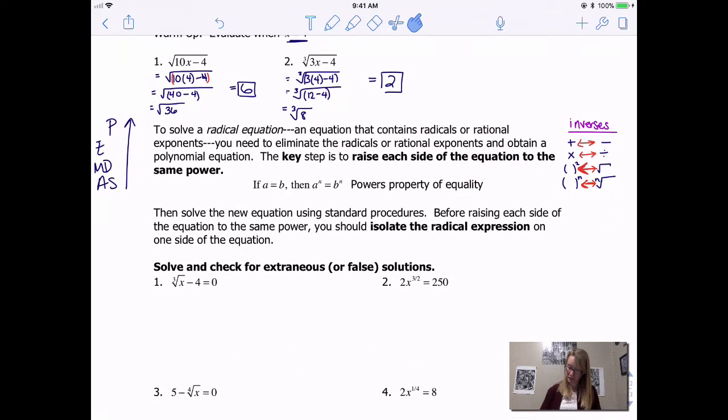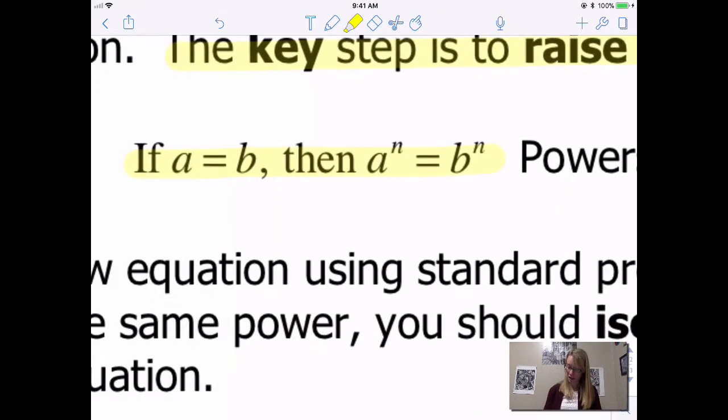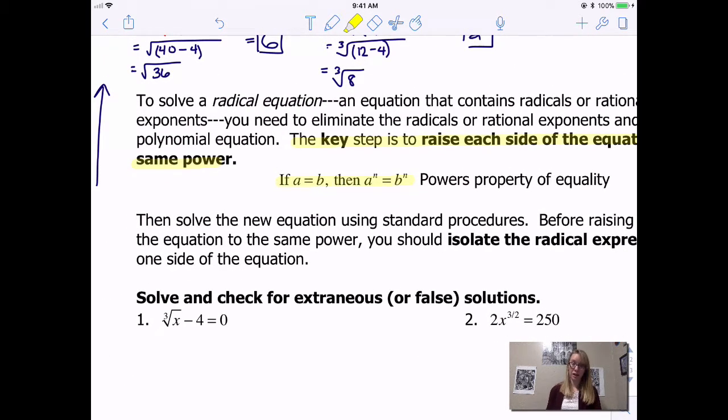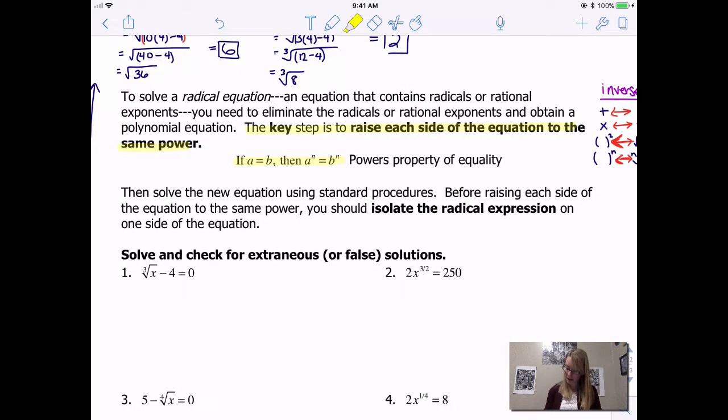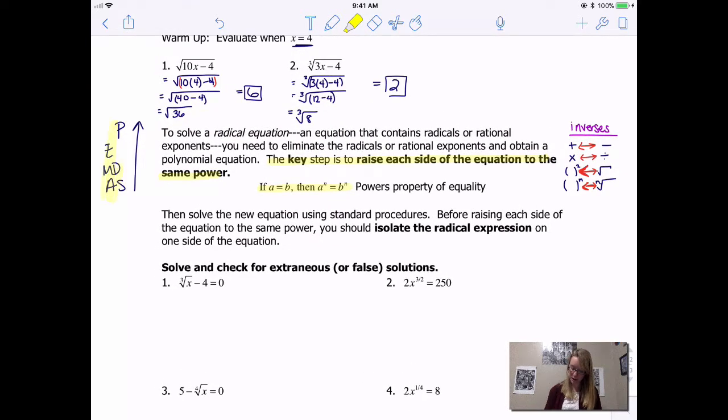So they say the key here is to raise each side of an equation to the same power. So if a equals b, then a to the n equals b to the n. This is what's going to be on your guide. Now, instead of just adding a number to both sides or multiplying on both sides, I can also raise a power on both sides to get x by itself or get a side by itself. Before raising each side, we should isolate the radical expression on one side of the equation. That's PEMDAS backwards. That's all of this that we're really used to.